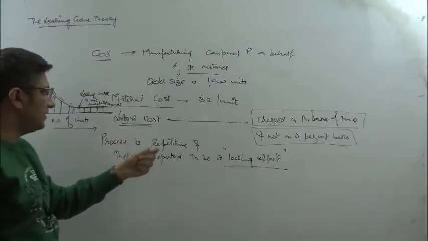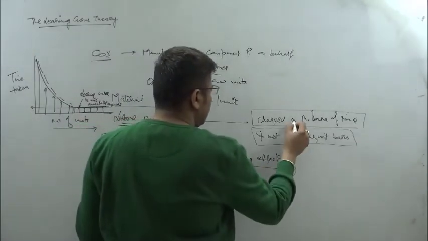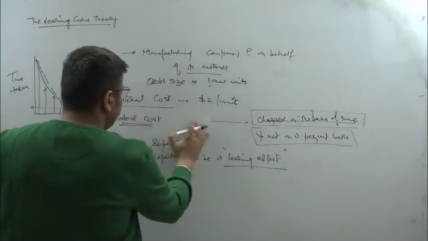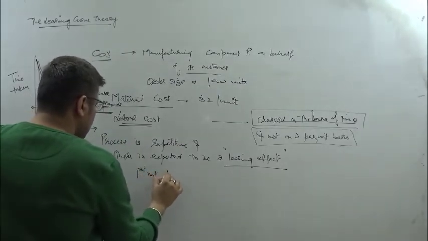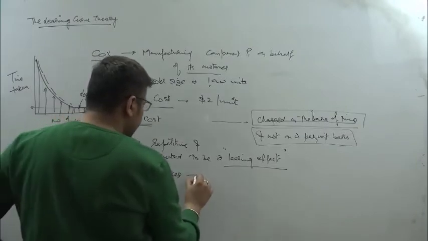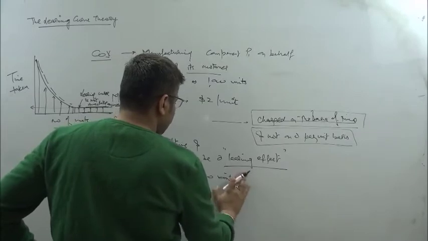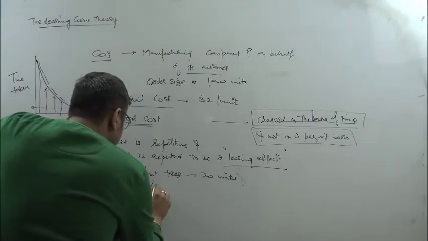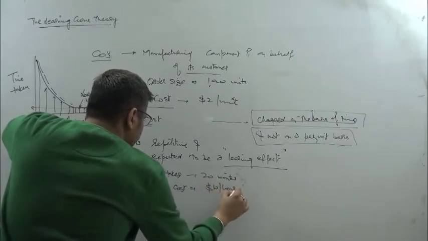I'm going to talk about that further, but importantly, what we need to remember here is that labor is charged on the basis of time. Let's say the first unit takes 20 minutes to make, and let us say finally that my labor cost is $10 per hour.